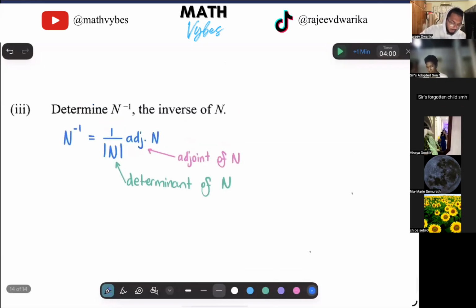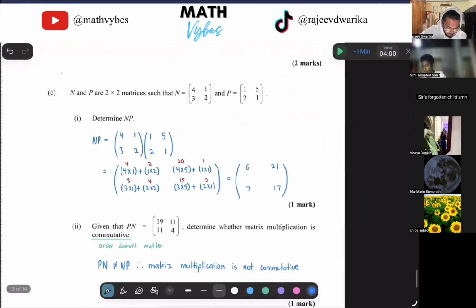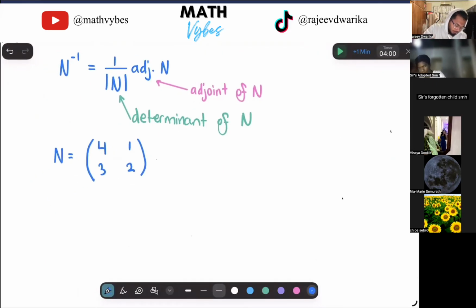Can you just remind me what matrix N was? I forgot. All right, N was 4 1 3 2. Let's find the determinant first. How am I going to find the determinant?